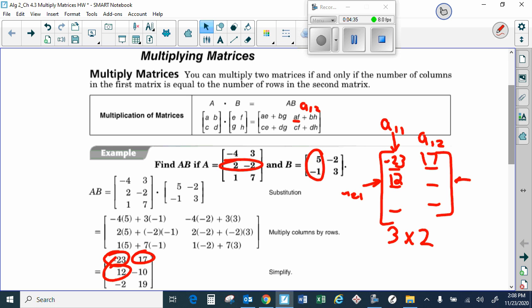This spot right here is 2, 2, row 2, column 2. So I take row 2 and switch it to column 2. Negative 4 and negative 6 is negative 10. And that's why you see negative 10 there.